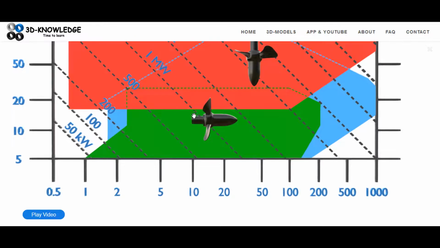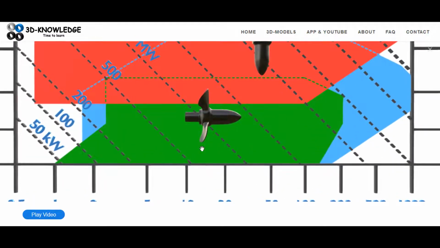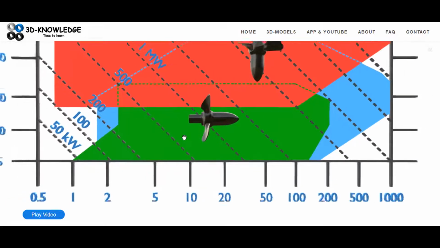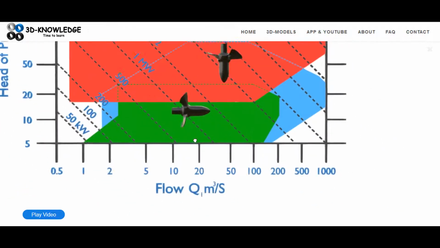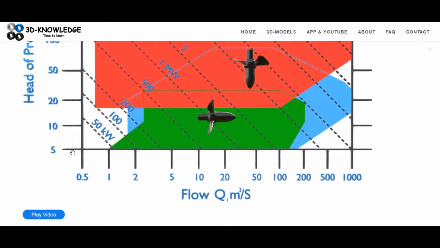We can see here we've got a horizontally orientated Kaplan runner. Now this would be installed, for example, for a bulb turbine, so I'll just refer to it as a bulb turbine. We can see that it's on the lower end of the scale for head of pressure. It's going from about 5 up to 25.